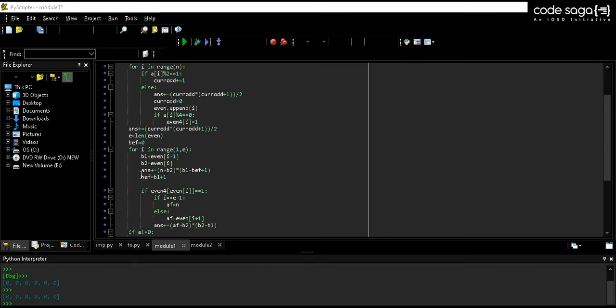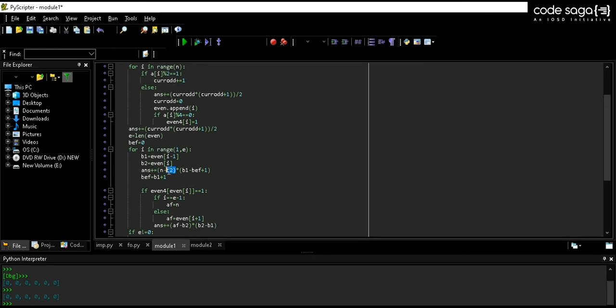So now we find the number of elements after the second occurrence of the even element even[i], which will be n minus b2 plus 1, because b2 is 0 based indexing, so the last element will be at index n minus 1, so the number of elements after it is 0 and it will give output as 1.